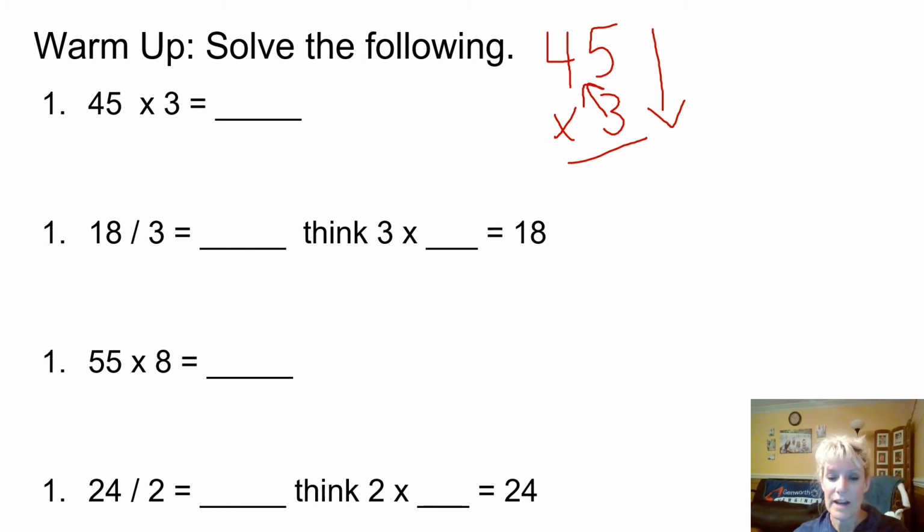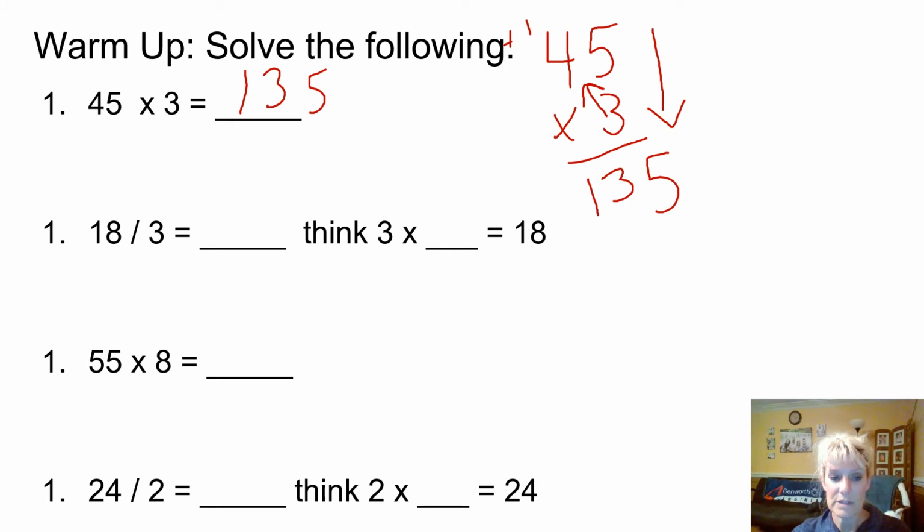Okay, 5 times 3 is 15, so I carry my 1 at the top. 4 times 3 is 12, and then I add that 1, so I like to put a little plus there. So plus 1 is 13. So you should have gotten 135 as your answer.